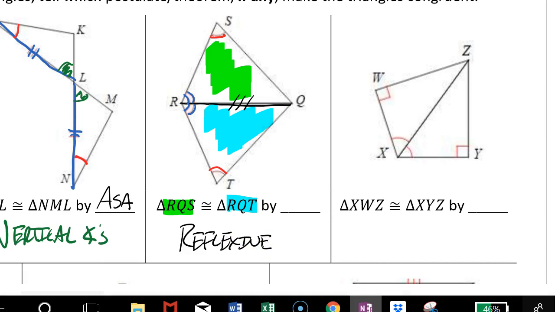Looking more closely then for the triangle congruence theorem, we have two angles and a side that's not between them, two angles and a side not between them. These triangles are congruent by angle, angle, side.